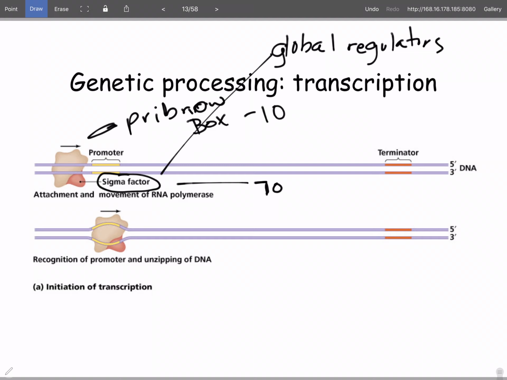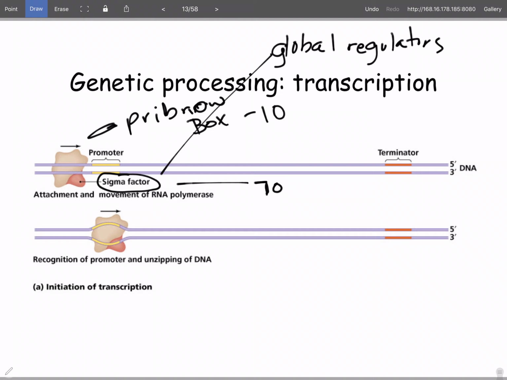Other sigma factors are required for other processes, right? So there's one involved in a heat shock process. If you heat shock prokaryotic cells, they'll express that particular sigma factor. If you need to produce an endospore, there's a whole cascade of them that are produced. There's one for iron limitation. There's one for nitrogen limitation. So there's a whole bunch of these that are expressed only under certain conditions, right? And so that's how these genes get turned on.